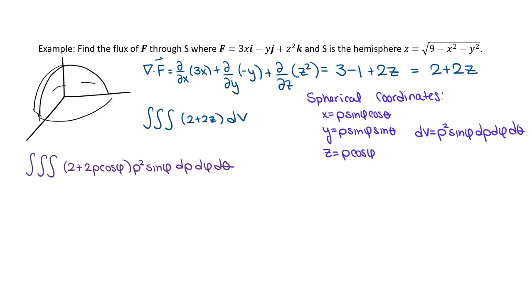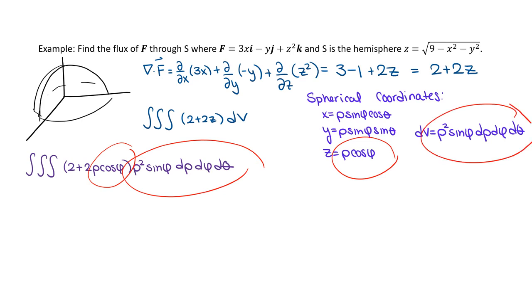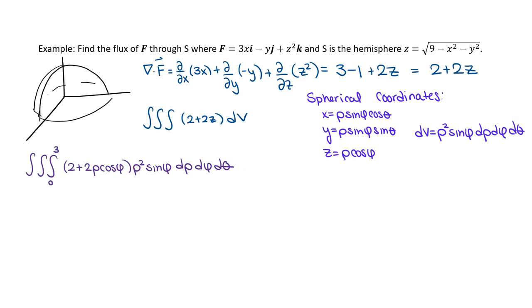Okay, so I went ahead and did that, plugged rho cosine phi in for my z, and then plugged in that rho squared sine phi d rho, d phi, d theta for the dV. All right, so then let's get our bounds of integration. The radius of the sphere is always 3. So the region I'm looking at has rho values from 0 to 3.